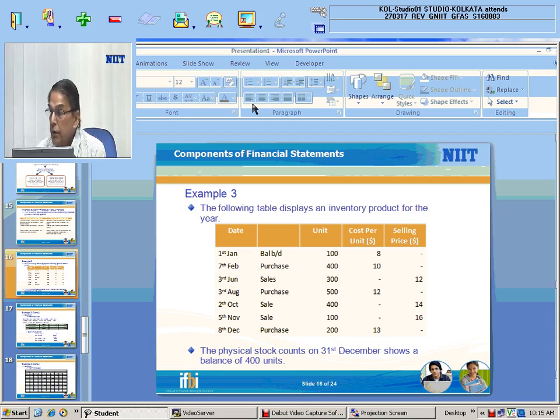This 400 units of inventory, to which purchase do you identify the inventory? Because the purchases are made on different dates, at different prices. So to determine the cost of this inventory, you need to know these 400 units, when they were purchased and at what price.